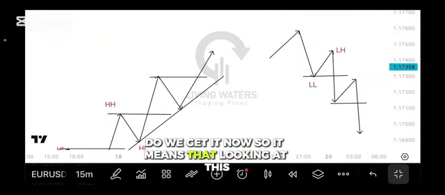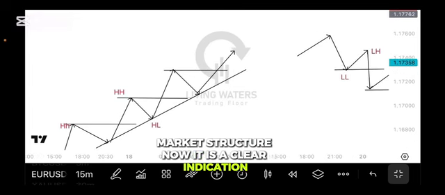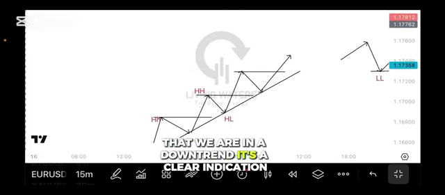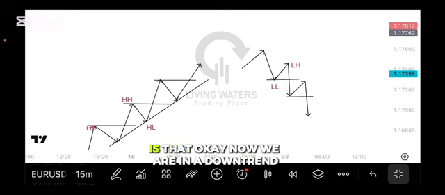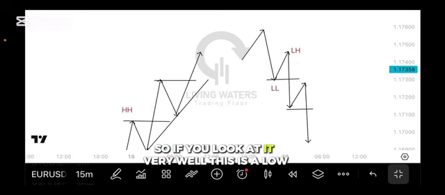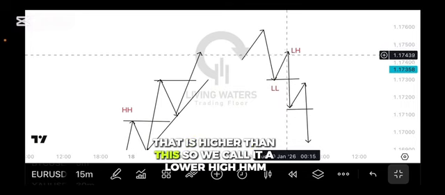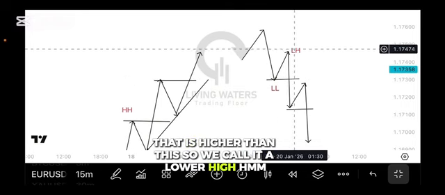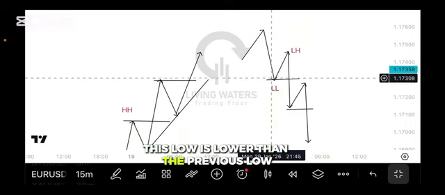Looking at this market structure now, it is a clear indication that we are in a downtrend. Is that okay now? We are in a downtrend. If you look at it very well, this is a high that is lower than this, so we call it a lower high. Then this one is a lower low. This low is lower than the previous low.